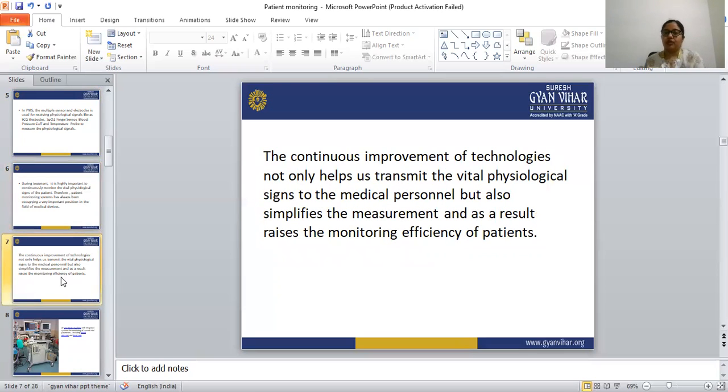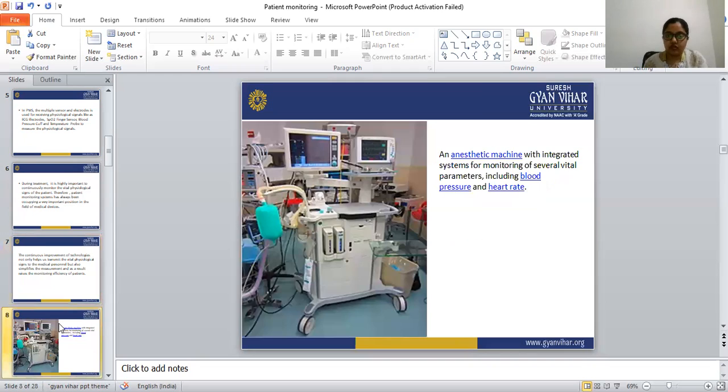The continuous improvement of technologies not only helps us transmit the vital physiological signs to the medical personnel, but also simplifies the measurement and, as a result, raises the monitoring efficiency of the patient. So this patient monitoring system is very useful in the medical field, and we have to monitor the patient continuously during the treatment or during the surgery. The continuous monitoring of the patient is only possible with the help of the computer. So this is the computerized patient monitoring system.